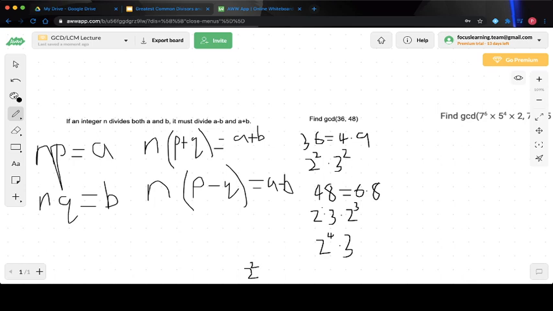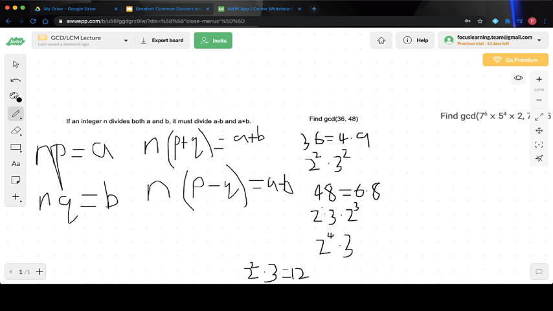And similarly, between 3 squared and 3, the lower exponent is 3 to the power of 1. So when considering 3, it's going to be 3 to the power of 1. And now this is simply the greatest common divisor of 36 and 48, which we can evaluate as 12.